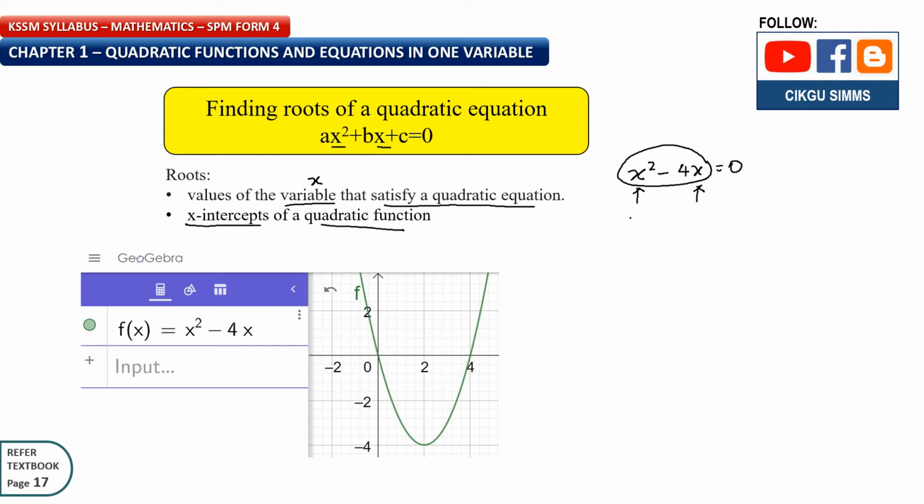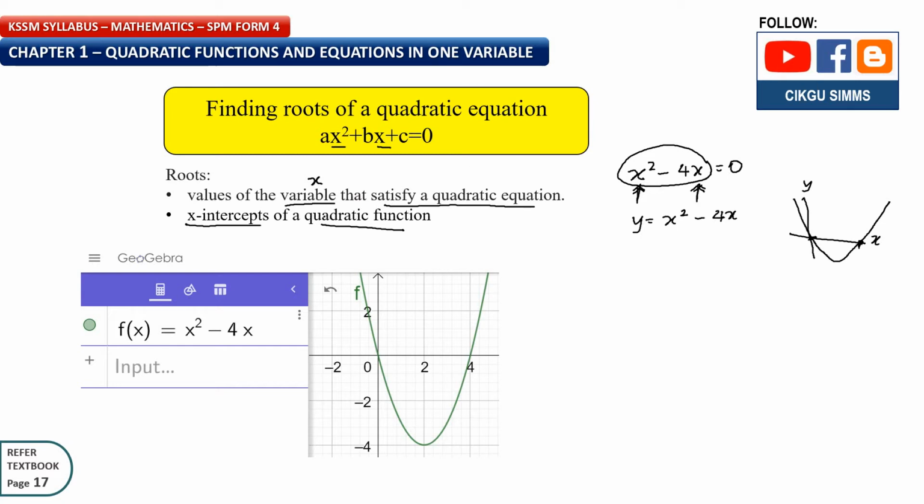So if you make a quadratic function y equals x squared minus 4x, and then you have a graph with x and y. This is a graph, and then this is the x-intercept, right? The point where the graph intercepts the x-axis is called the x-intercept. This value we call roots. Also this value of x we also call roots.